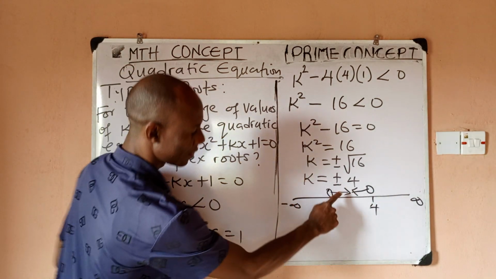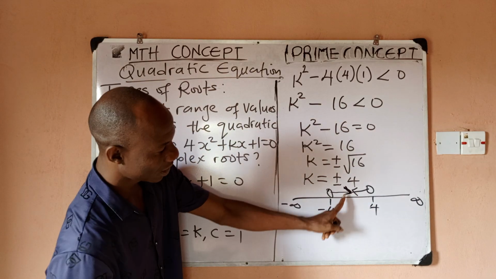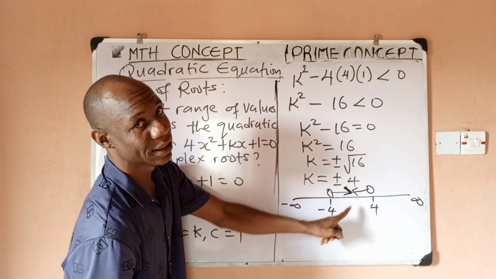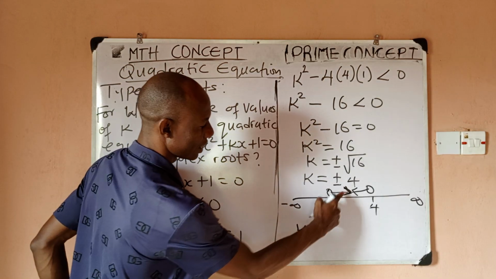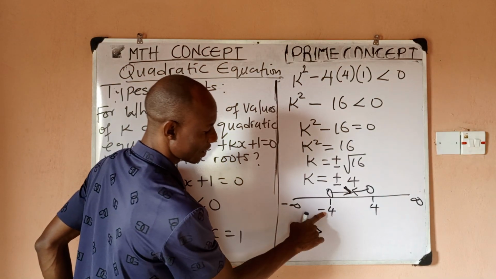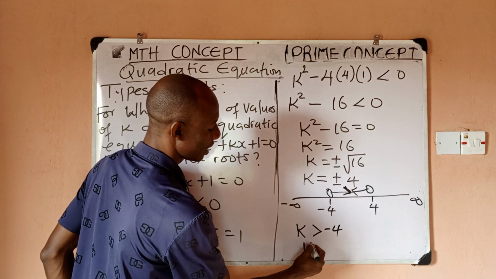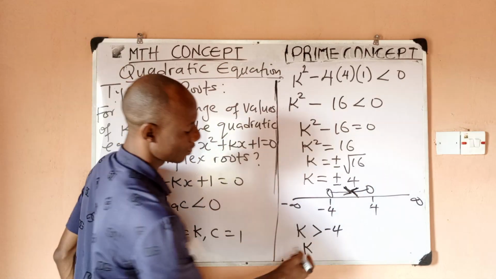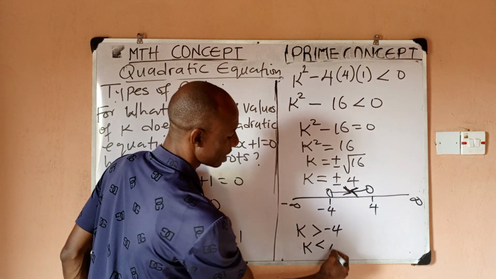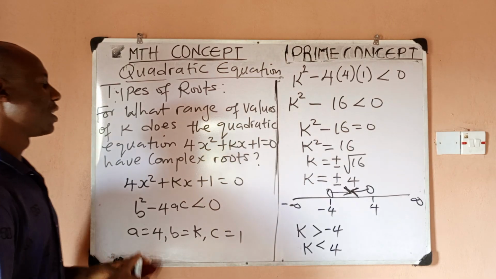So this would move towards this, would approach this. So if you look at this sign here, what sign is this? It is a greater than. So you can just say that k is greater than, what is the number below, greater than -4. And then you say that k, what is this other sign now? This sign is a less than. So you say k is less than, what is the number there? 4. So these are the values of k for the inequality.